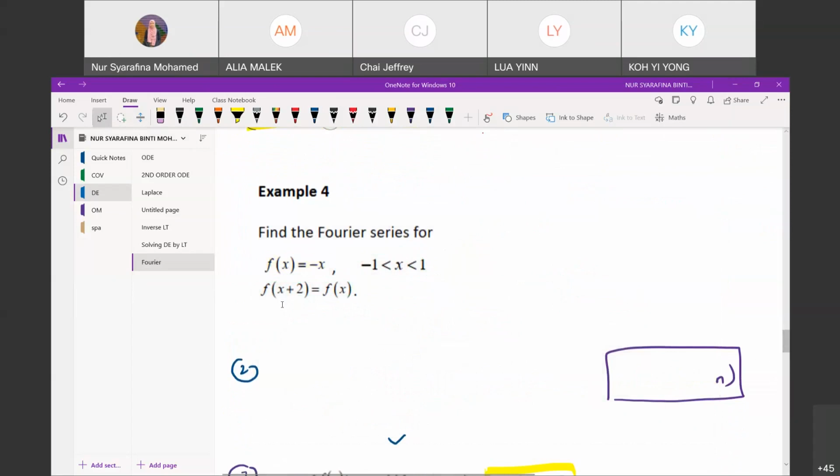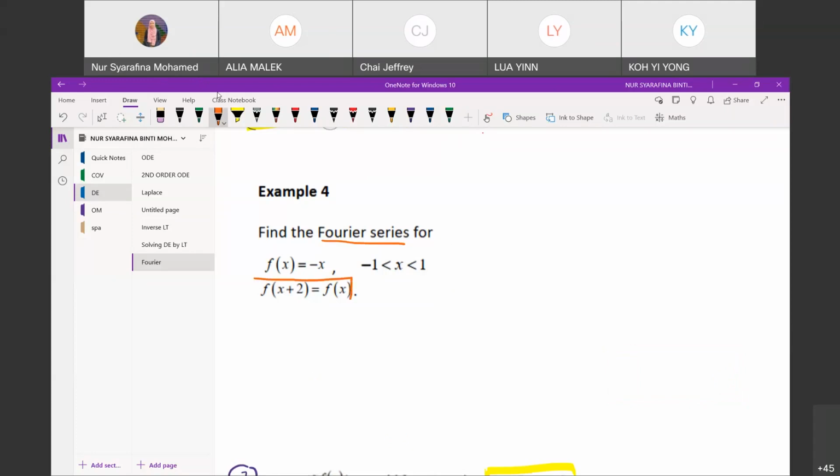Okay, let's try to do this one by one. What is your first step? The first step is you know that this is a periodic function. In order to find the Fourier series, you have to know that this is a periodic function. Before this, what we were doing was proving whether this is a periodic function, but this is given already. When you have this kind of information, you know that this function of x is a periodic function where the value of T equals to what?